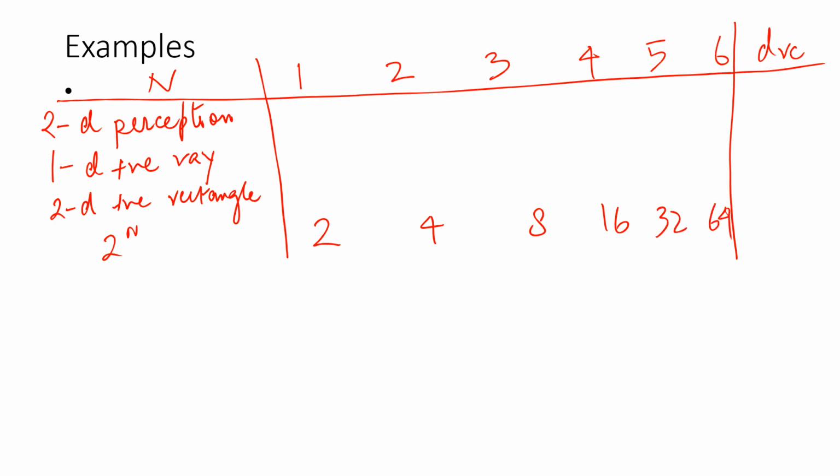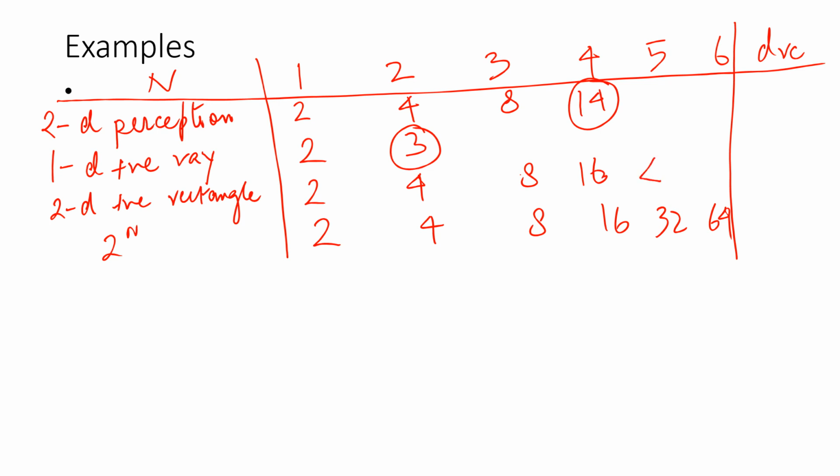Fine. So in case of the 2D perceptron, we saw we could implement 2, 4, 8, and then this was 14. So that was my breakpoint, right? In a one-dimensional positive ray, I saw it was 2 and then 3. So 2 was the breakpoint, right? And in the two-dimensional, we could implement 2, 4, 8, even 16. But although we didn't show how many we can implement, we definitely knew it's going to be less than 2 to the 5, which is 32. So here was the breakpoint.